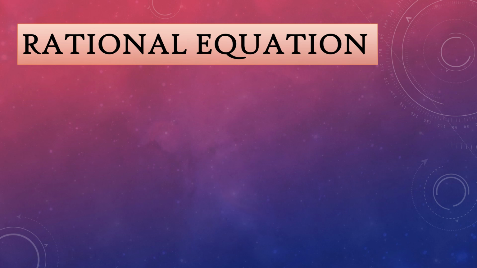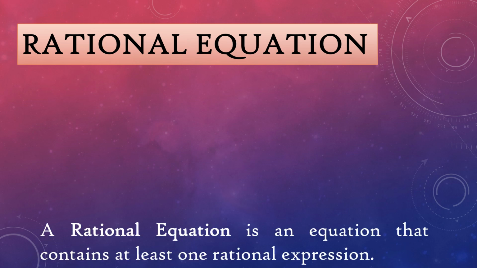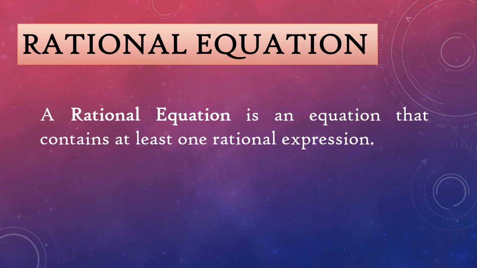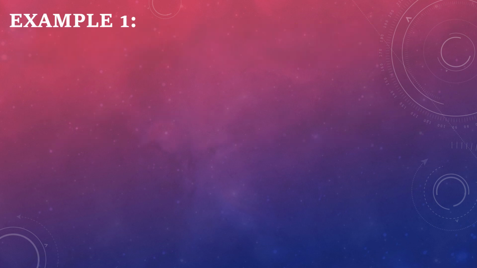Now, we also define a rational equation. A rational equation is an equation that contains at least one rational expression. Any real number that satisfies the equation and does not make at least one of the denominators of each smaller fraction equal to 0 is a solution to the rational equation, satisfying the definition of a rational function. Let's solve some examples for us to understand how to get the solution of a rational equation.